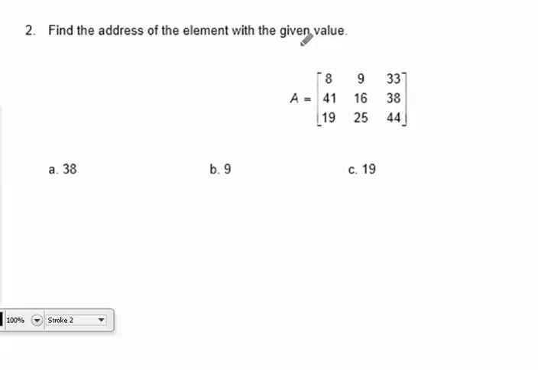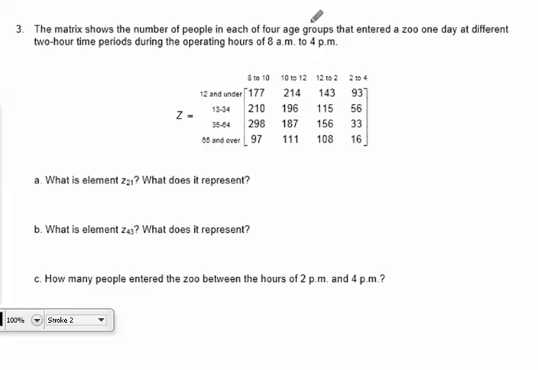Okay? This one's asking, what's the element with the given value? So we're looking for 38. It's right here. You do rows first. So it's in position 3, 2. 9, well, it's right here. It's in position 2, 1. And then 19, that's right down here. So that's in position 1, 3. So you can see these things are just pretty straightforward questions. Nothing difficult going to be on this test.